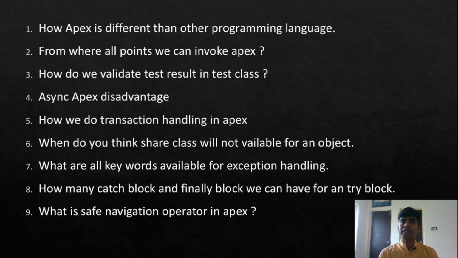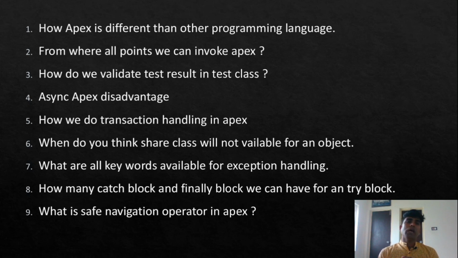So how can we validate that unit level testing? Using assert statements, when you are writing System.assert, System.assertEquals, or System.assertNotEquals. These are three things: System.assert, System.assertEquals, System.assertNotEquals. These three things we use to validate our output result against an input.